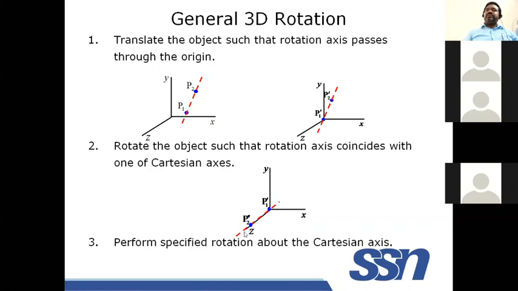It is done. Third, you can perform the specified rotation about the Cartesian axis. After making it coincide, do the required operation. So here, rotation of angle theta with respect to Z. It is the rotation axis. Your solid will be rotated to a new position. Now it is rotated in anti-clockwise direction or whatever direction the problem gives.